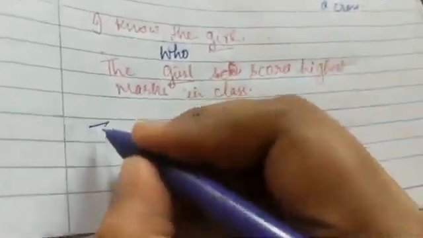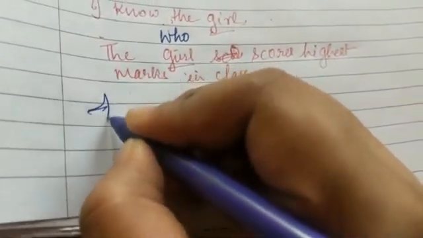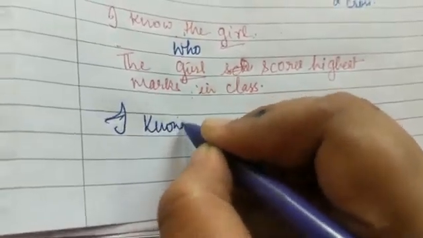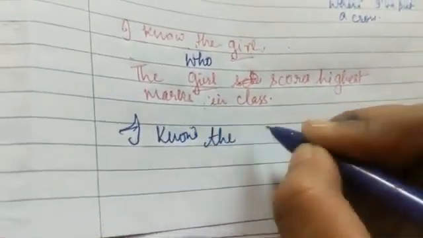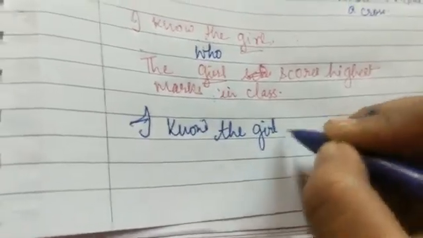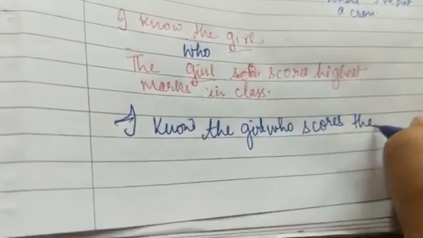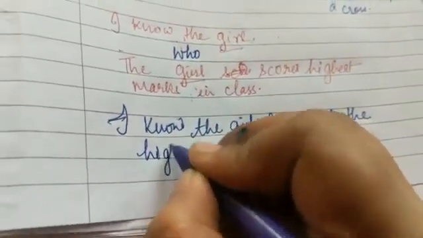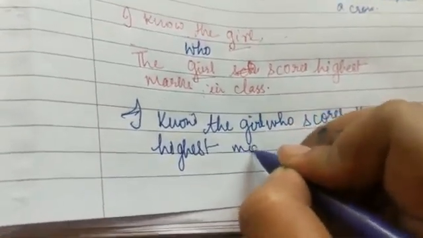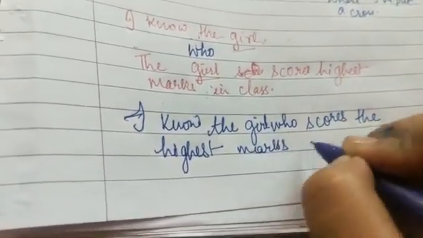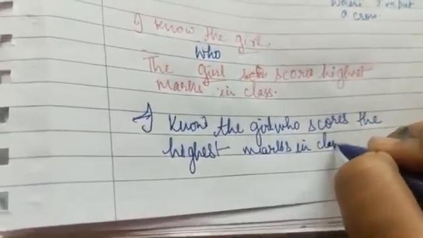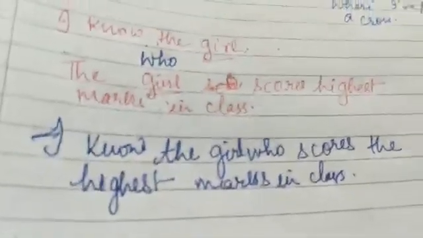Then the sentence will be, I know the girl who scores the highest marks in class. So now the information is clear. So I know the girl who scores the highest marks in the class. Now here we have used the relative pronoun who.